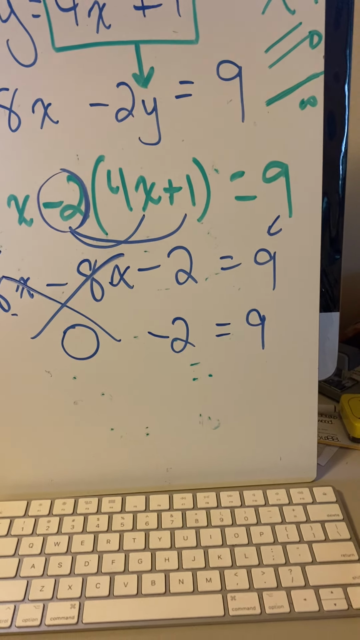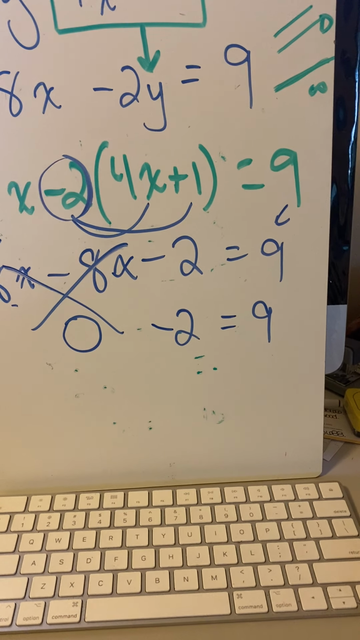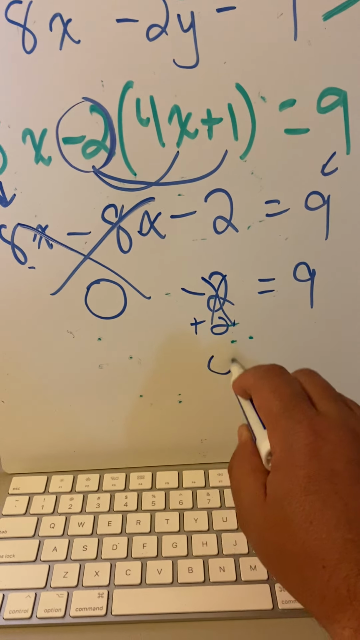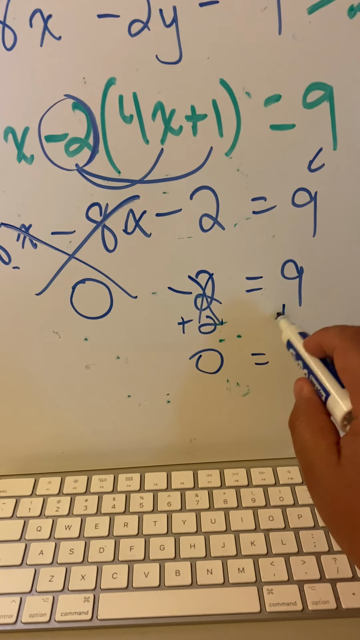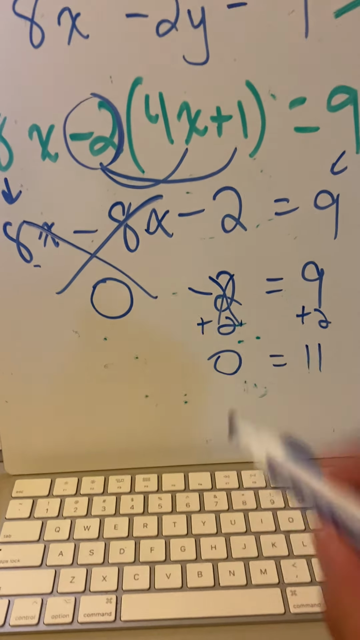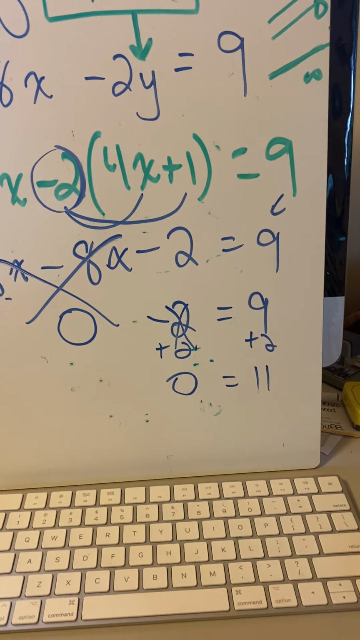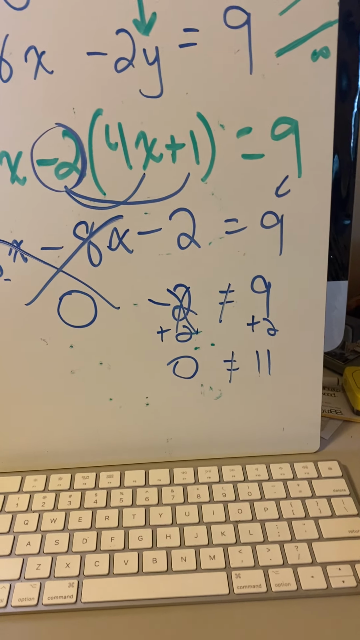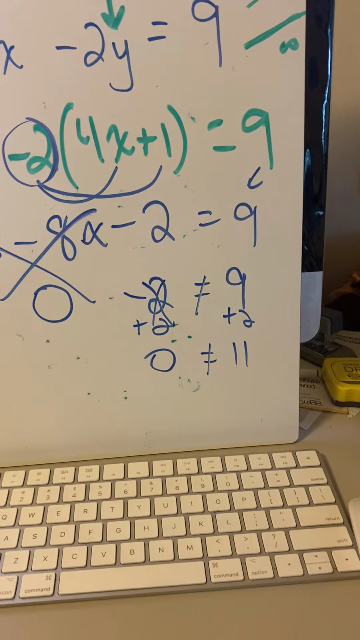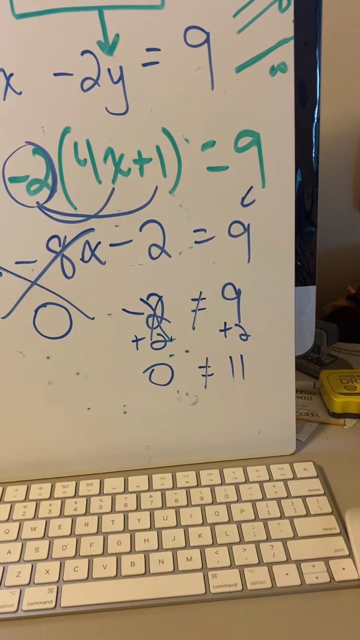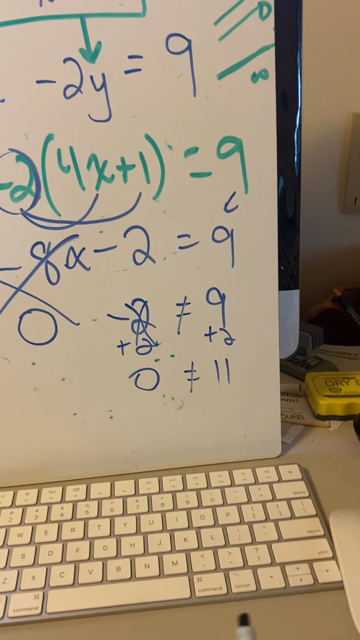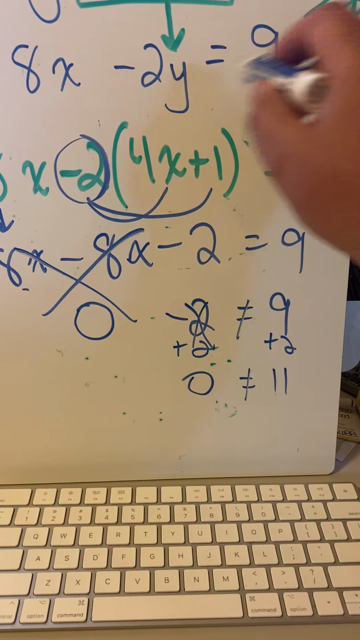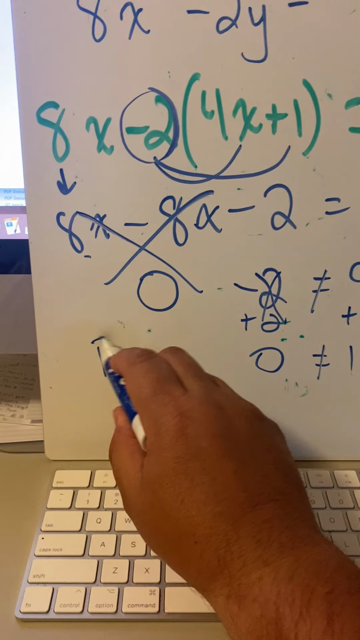Is that a true statement? Some people say, well, you're not done yet. You can move the 2 to the other side. Okay, let's do that. Add 2. This wipes out. I'm left with 0. Add 2, it makes 11. It's still telling me 0 equals 11. That is an untrue statement. They are not equal. It doesn't work. If that is the case, this is telling me something right here. There are no solutions, 0 solutions. These 2 lines are parallel.